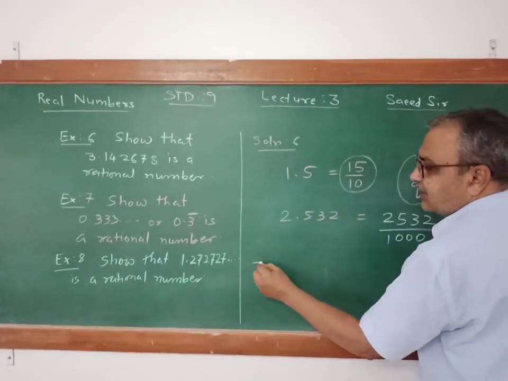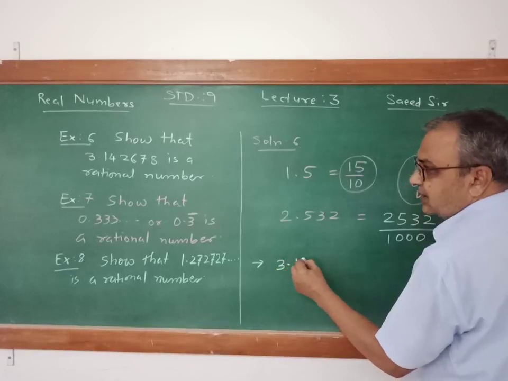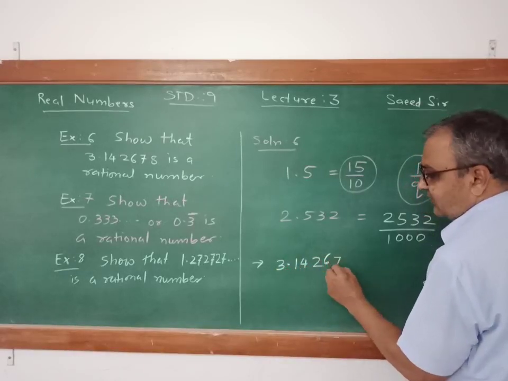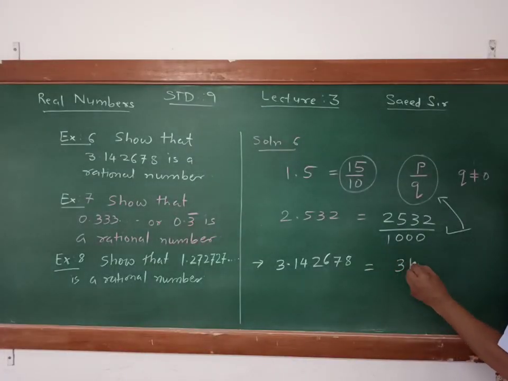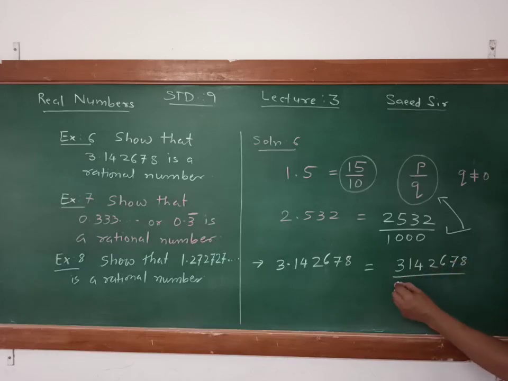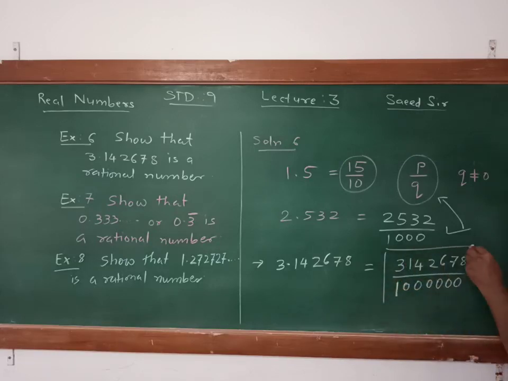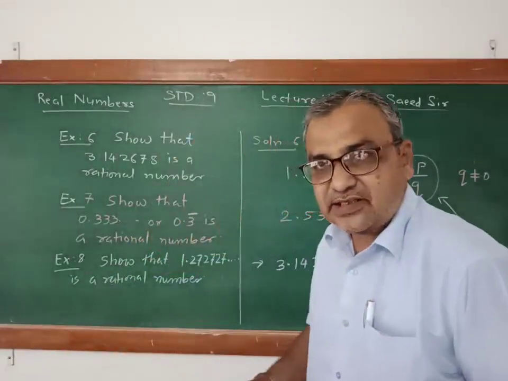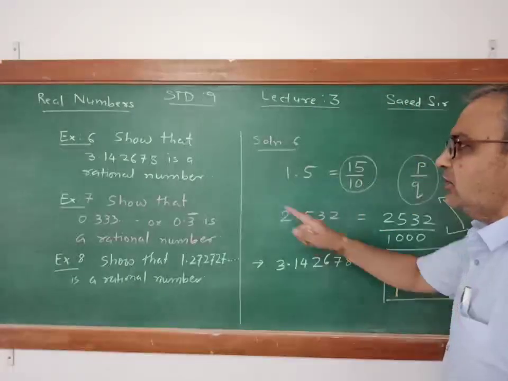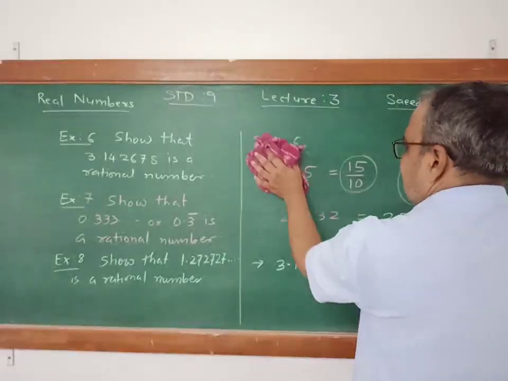Now the given example is 3.142678. So it is very simple. We can write 3.142678 divided by 1 and how many zeros? 6 zeros: 1, 2, 3, 4, 5, 6. So this is in the form of p by q, and when it is in the form of p by q, where p and q are integers and q is not equal to 0, then this is a rational number.